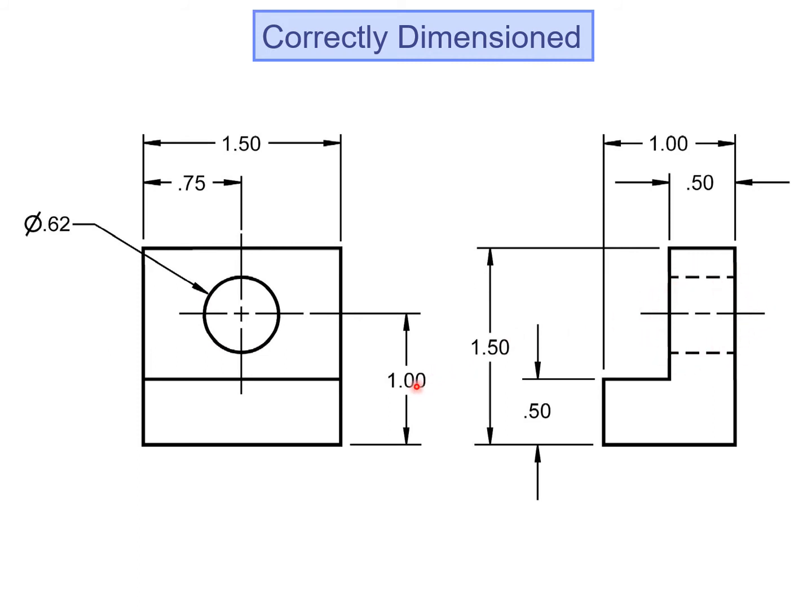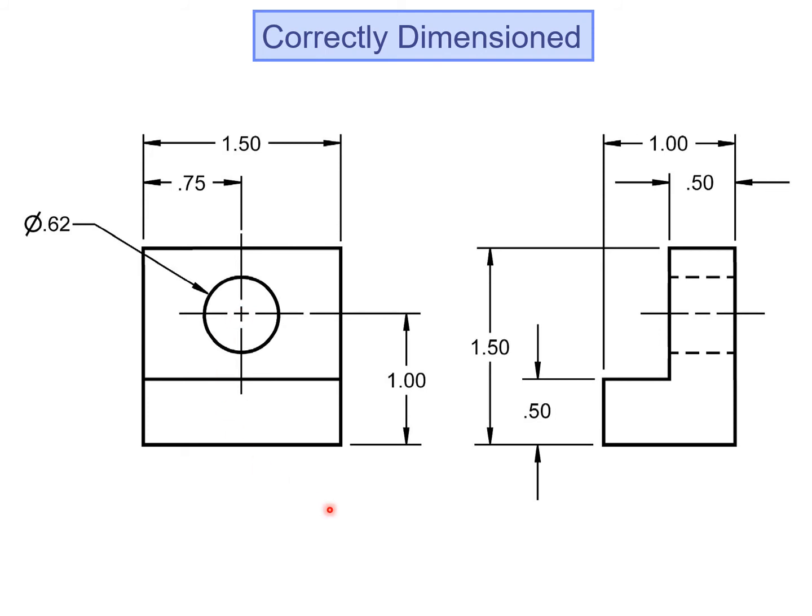So we place the 1.00 dimension on this view. It's just a lot clearer what it's showing. It's showing us the location of the center of the hole. So this hole is located 1 inch from the base and 0.75 from the left-hand side.